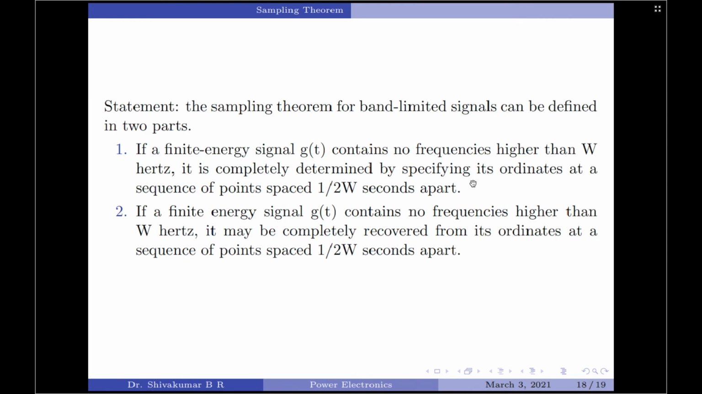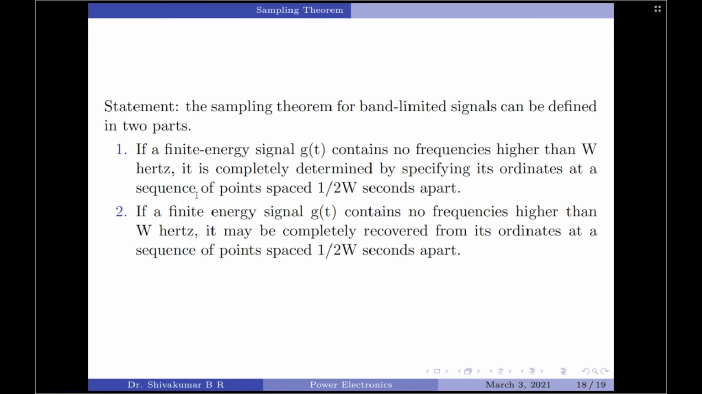and in fact, the sampling theorem for band limited signals can be defined in two parts. The first part is for sampling, the second part is for reconstruction. So, let us read the first part, which is for sampling. If a finite energy signal contains no frequencies higher than W hertz, we already have said W is the highest frequency content of the input signal, then such a signal is completely determined by specifying its ordinates. Ordinates are nothing but samples. By specifying its ordinates or samples at a sequence of points spaced 1 divided by 2W seconds apart.